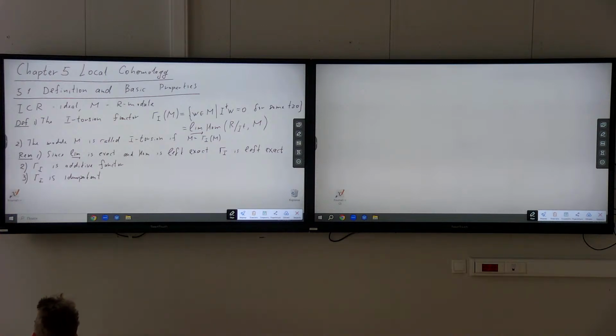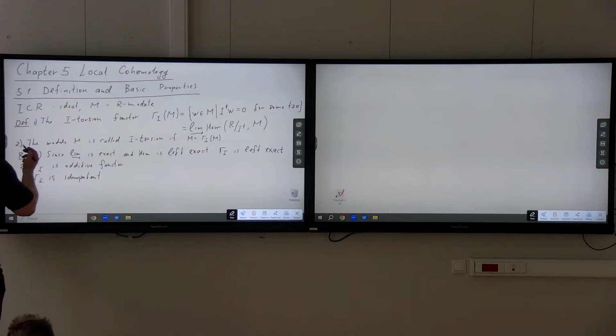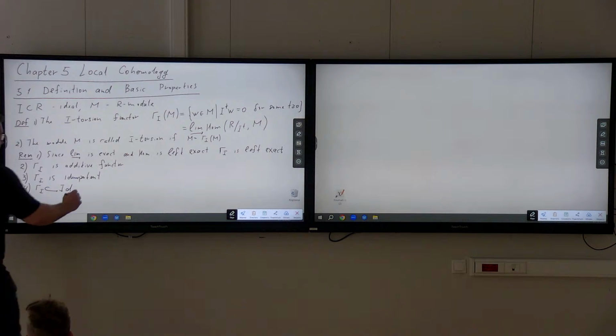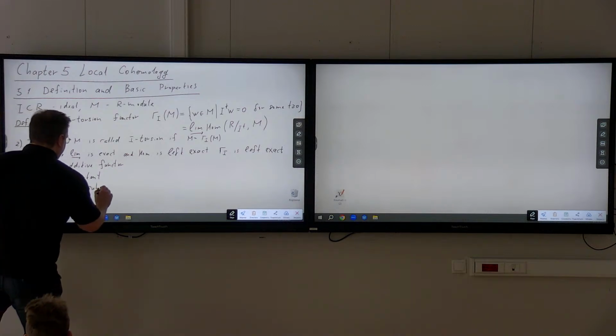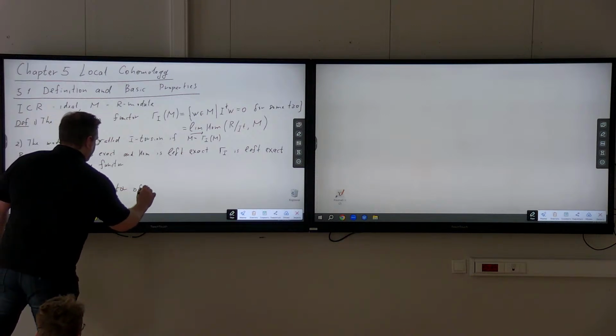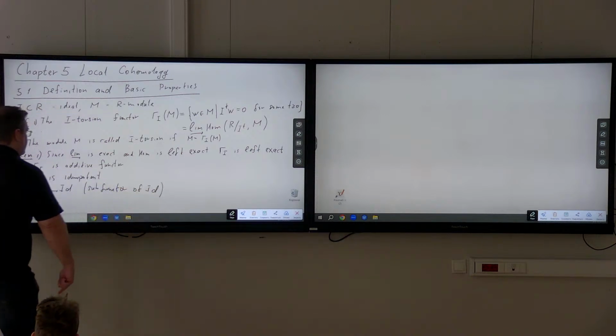If you already choose only elements which are annihilated by some powers of I, then if you do this again, you'll get the same module. So, 4, well, let me write this maybe with formulas. Gamma sub I is a subfunctor of the identity functor in the category of modules.